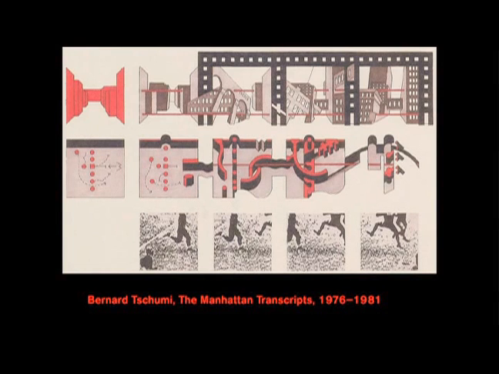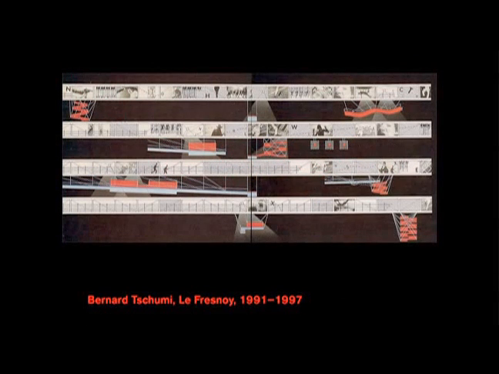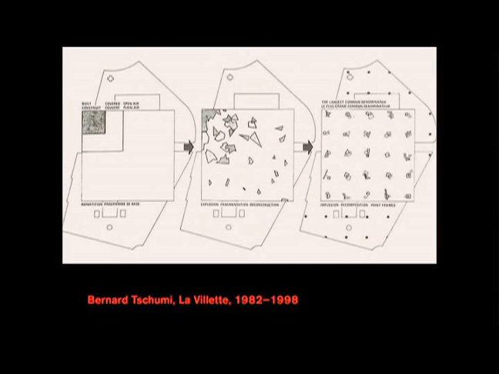And what he conceived of is almost a filmic approach to architecture. He started producing these diagrams that record different events in time on paper. This project's from 76 to 81, the Manhattan Transcripts. And this notational exploration of the program needs of a project allowed him to further his own practice, which led to him winning the competition for the Parc de la Villette in Paris.